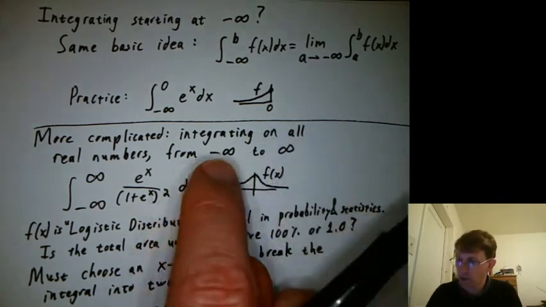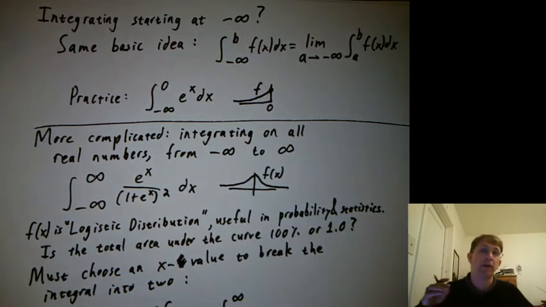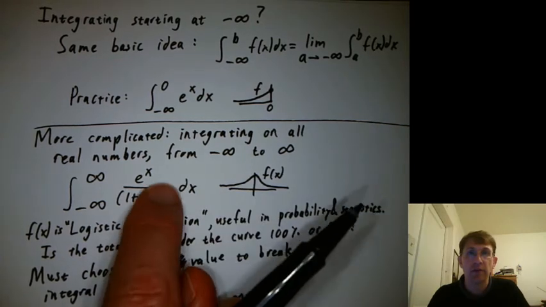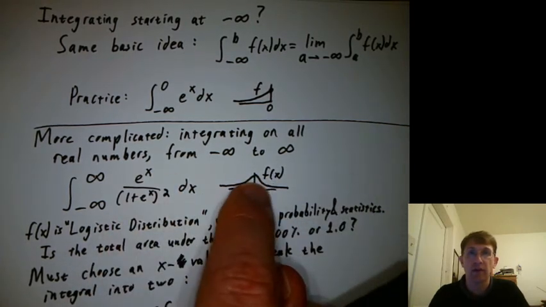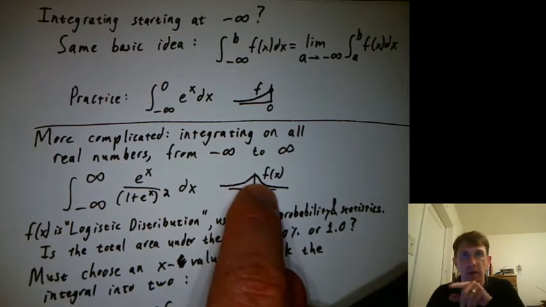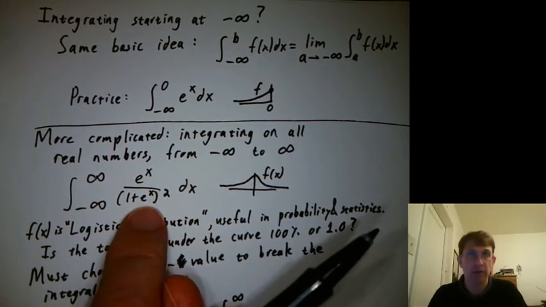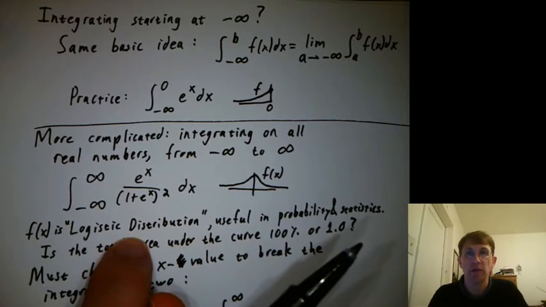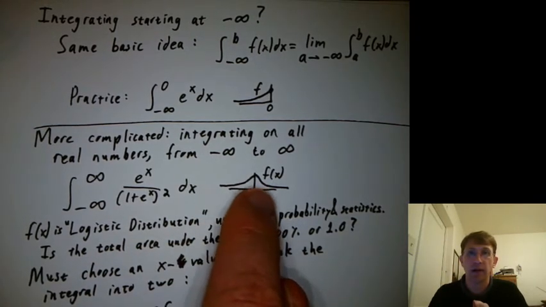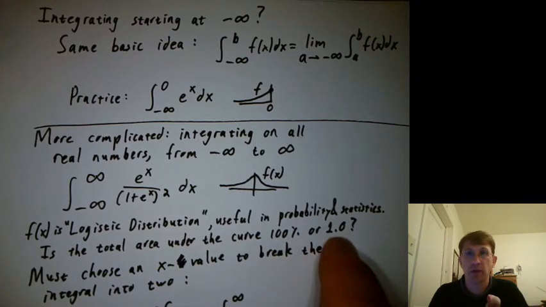But the more interesting, more complicated thing is integrating from negative infinity all the way to positive infinity. So here's an example that's interesting. This function looks like a classic bell curve. It's not quite the same as the classic bell curve in statistics, which is e to the negative x squared plus some other stuff. But this one is also useful. It's called a logistic distribution. And we might want to know, is the total area under that 100%, or you could say 1.0 instead of 100%.